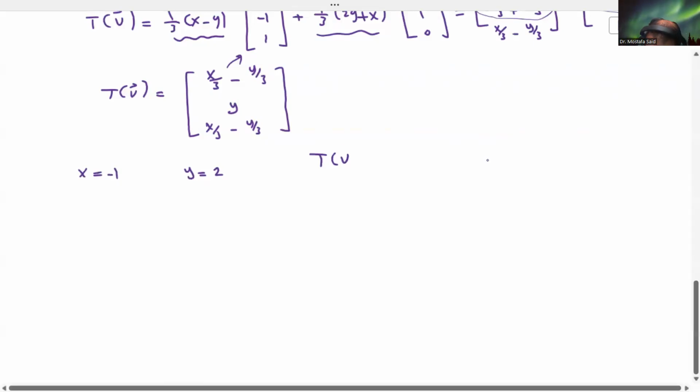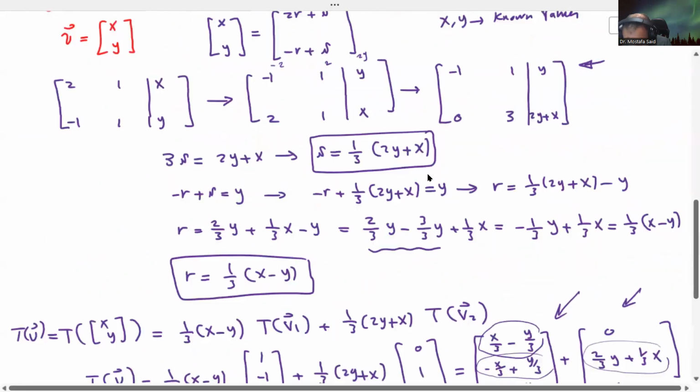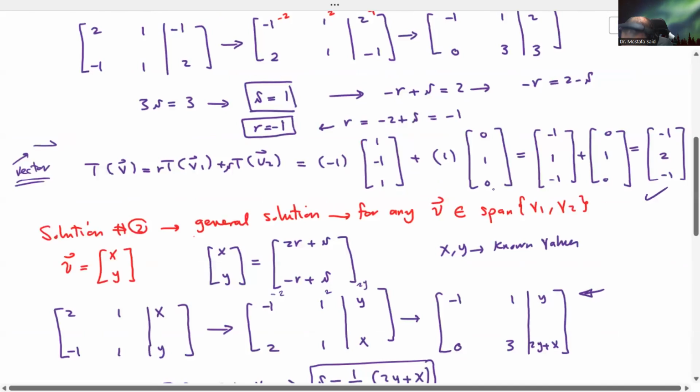So T of v in that case, let's see, -1 over 3 minus 2 over 3. This will be 2x over 3. So -1 over 3 again, minus 2 over 3 equal to, what is that one here? -1/3 minus 2/3 minus 3/3, which is -1. 2 will be 2 again, -1. Let's check. It should be exactly the same. Is it? It is exactly the same.